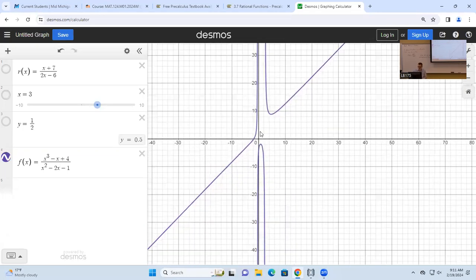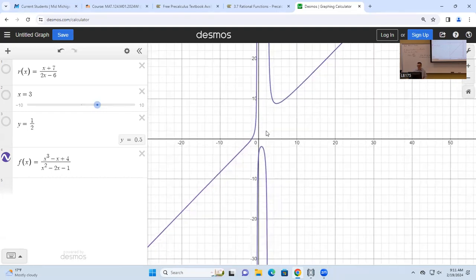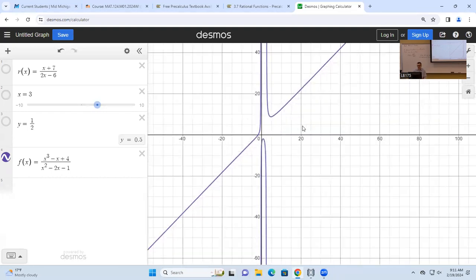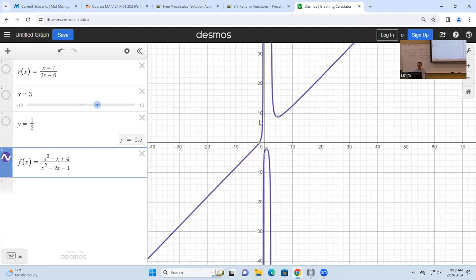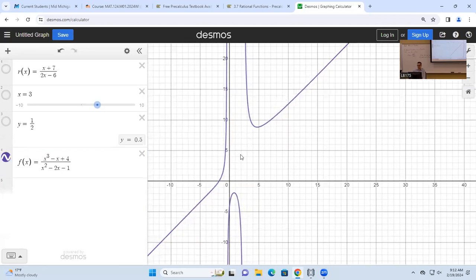Oh, that's a weird one. So you'll notice that there's no horizontal line that, when I scroll out, it gets closer to, right? As I move off to the right, this goes to infinity. As I move off to the left, it goes to negative infinity. So this one does not have a horizontal asymptote. It does have a couple of vertical asymptotes, though.